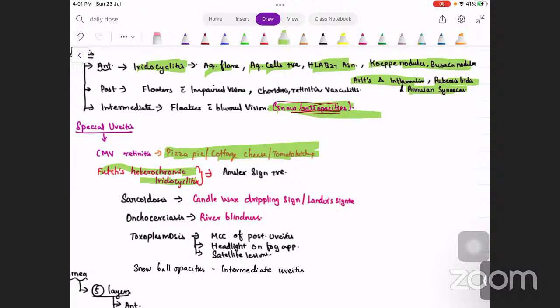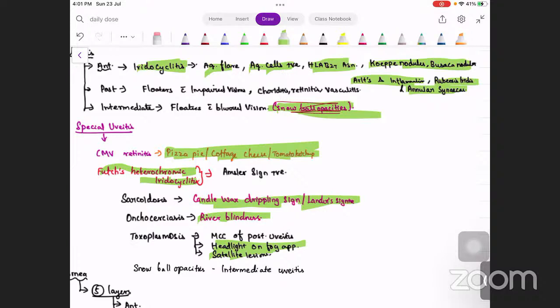In sarcoidosis, you may see the candle wax dripping sign, along with Lander's sign. Onchocerciasis is river blindness. Toxoplasmosis shows a headlight in fog appearance and satellite lesions. Classical MCQ. Snowball opacities you may see in intermediate uveitis.